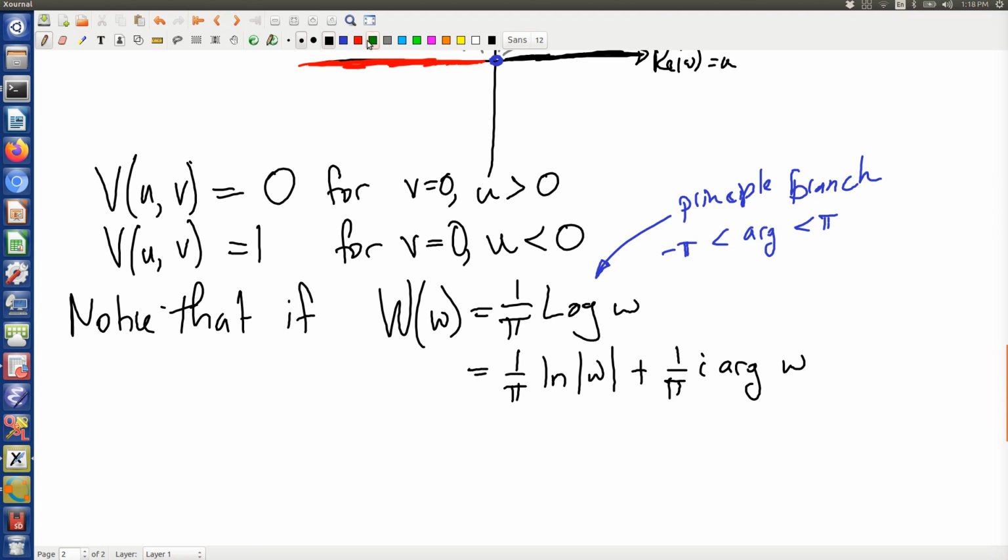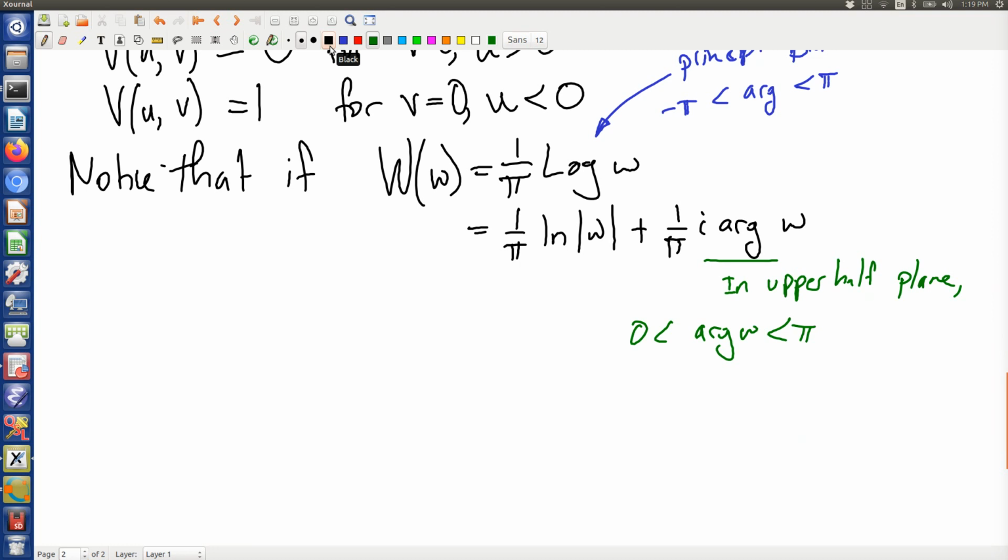So in the upper half plane, the argument of w is between 0 and pi. So this whole ratio, the imaginary part, is between 0 and 1. And notice it's right what we wanted. This is an analytic function, except at the origin, which the origin we're kind of excluding anyway. So the real and imaginary parts are harmonic. So capital W is analytic.